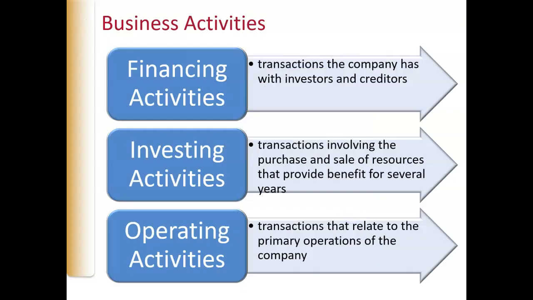So, companies perform 3 types of activities: financing activities, investing activities, and most of the activities companies perform are under operating activities. I will tell you that. Operating activities are transactions that relate to the primary operations of a company.